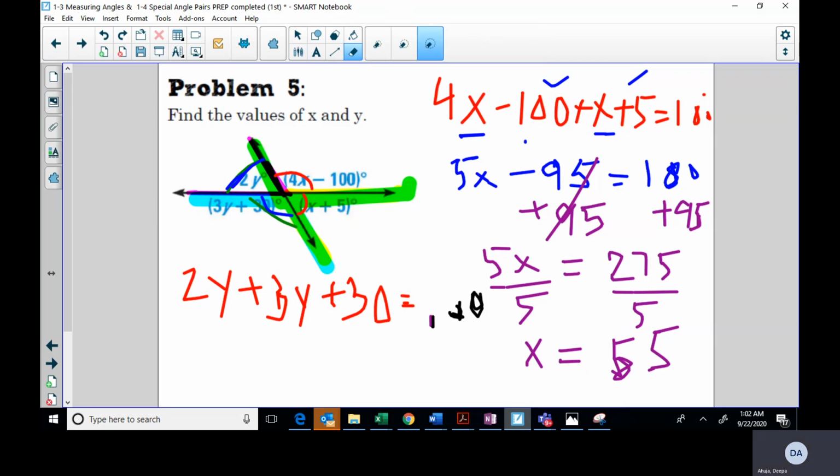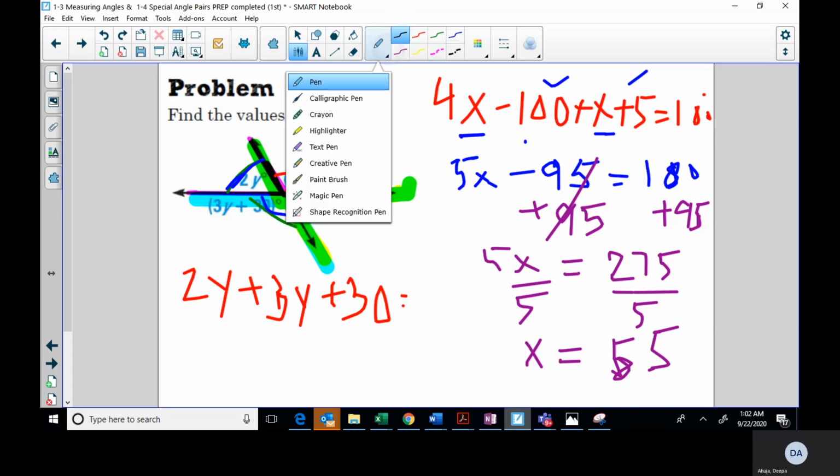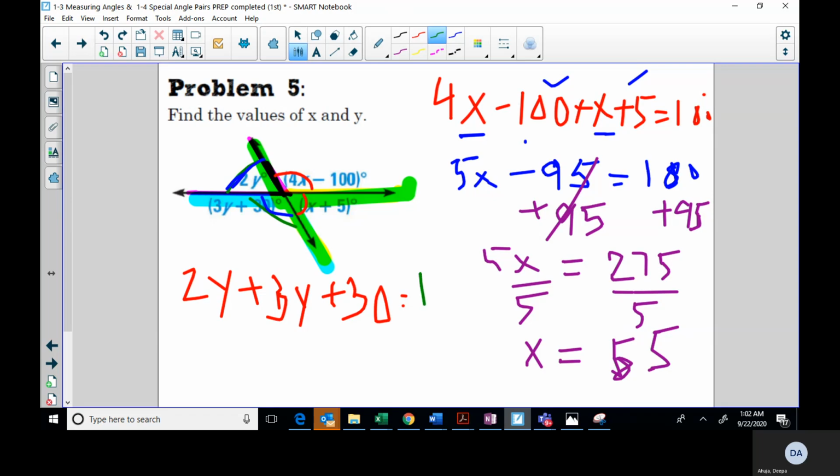Now you can solve for y. Solve this equation equal to 180 and answer it in Edpuzzle.